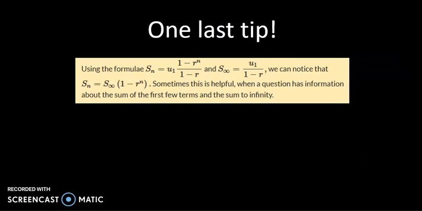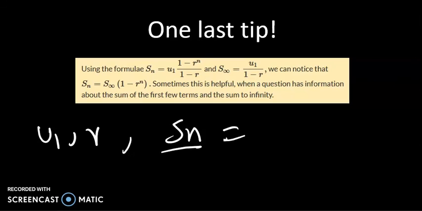One last tip: the formula for Sn is u1 times 1 minus r to the power n, divided by 1 minus r, and S infinity, the infinite sum of a geometric series, is u1 divided by 1 minus r. You can notice that Sn is basically what we did right here. To find u1 and r, sometimes they will give you the Sn, the sum of the finite geometric sequence, and also the infinite sum. So you have to do substitution in order to find these two.